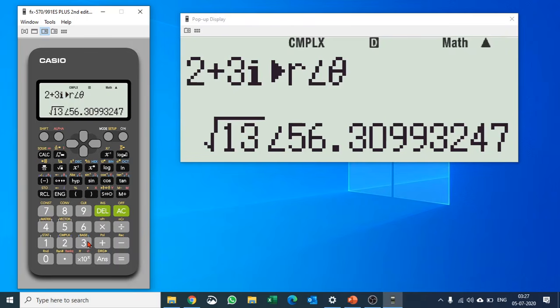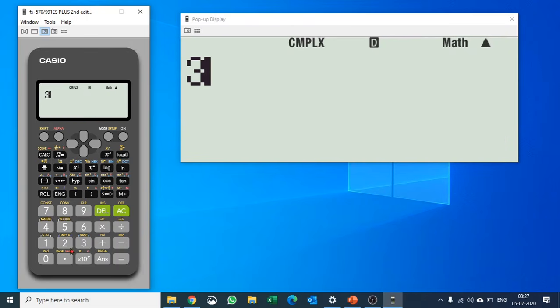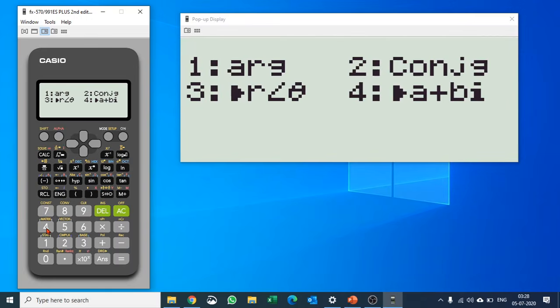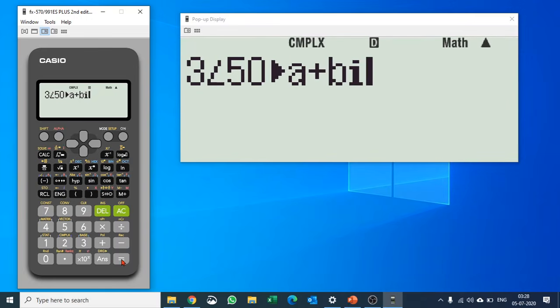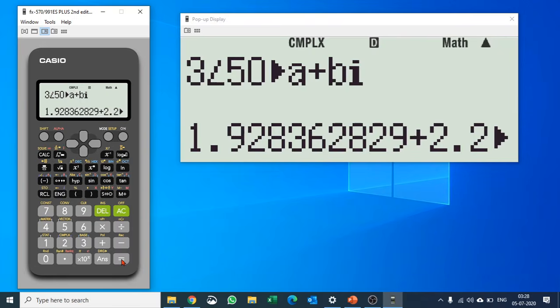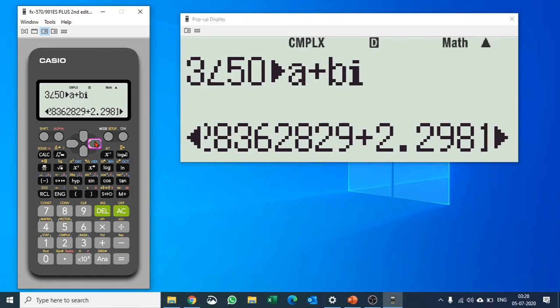Similarly, if you would like to do it like 3 along with 3 and 50 degrees for example, and you would like to convert this into rectangular form, you hit shift and complex and then select 4, it equals, and it quickly converts into rectangular form, that is 1.928 and 2.29.